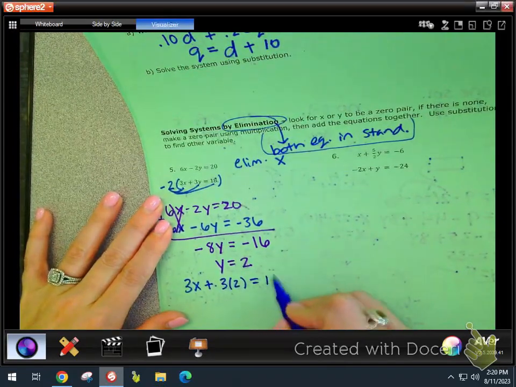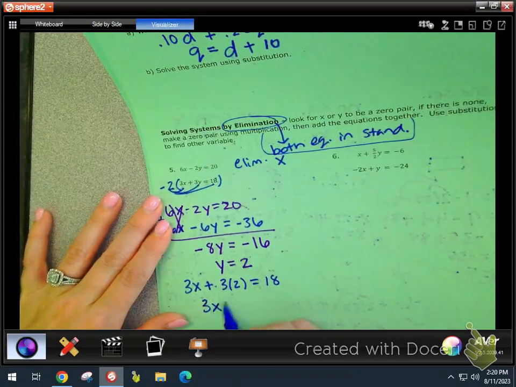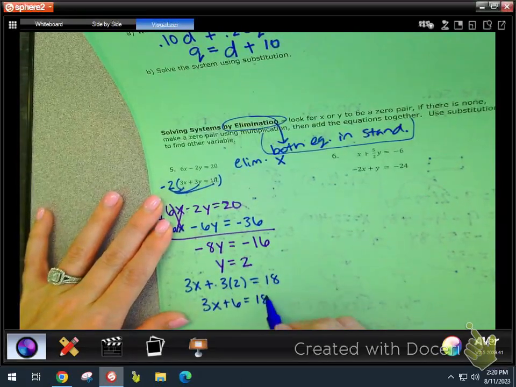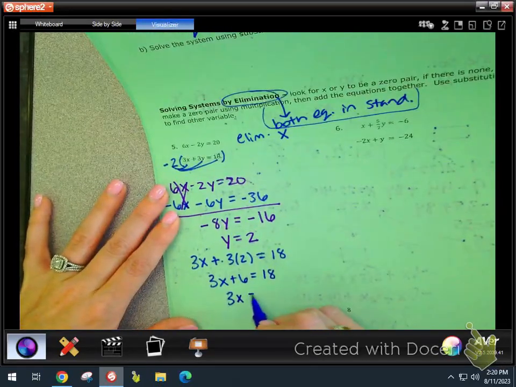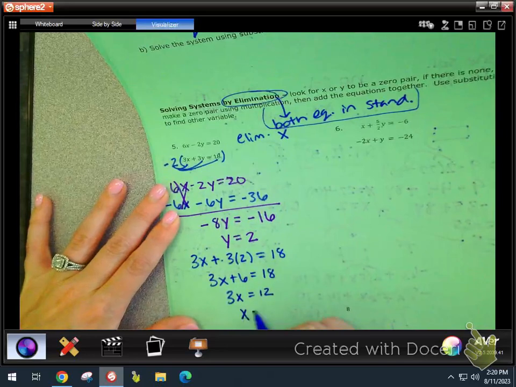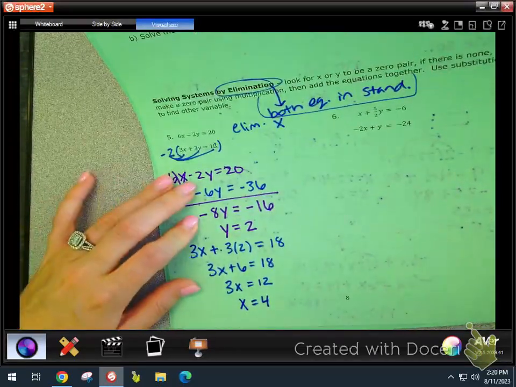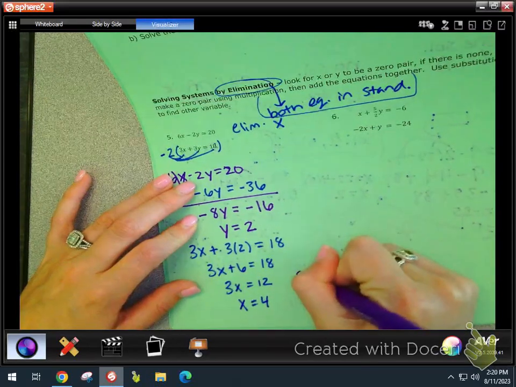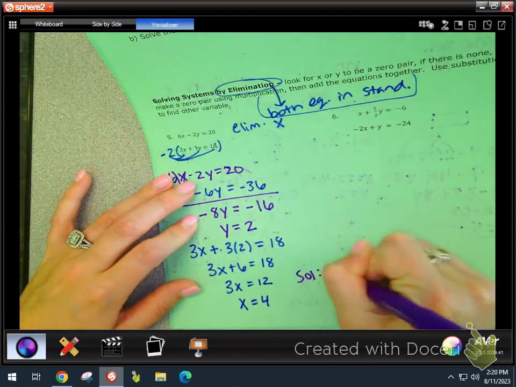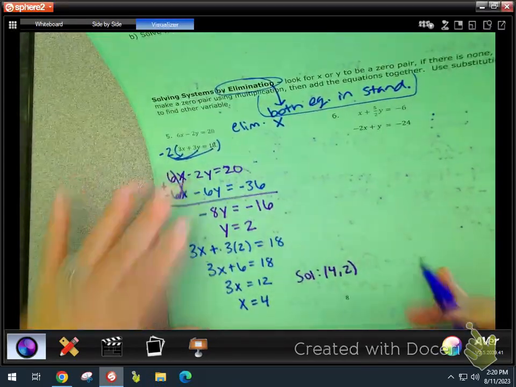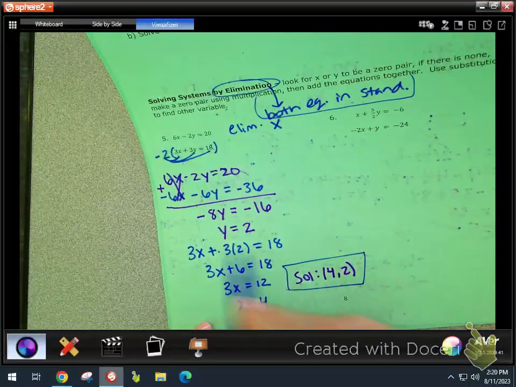Oh, shoot. No. He cancels both of them, so you can't avoid it. I hope I did this right. And so then you get 4, 2. Is that what we got?